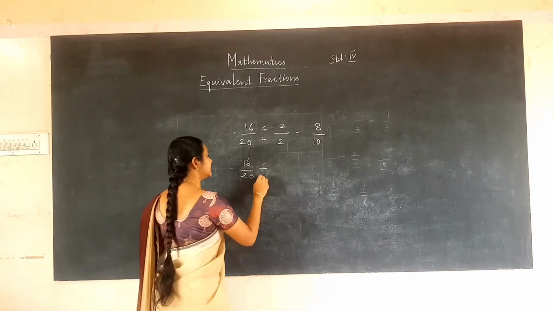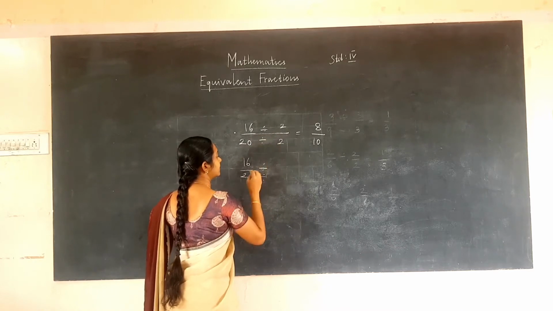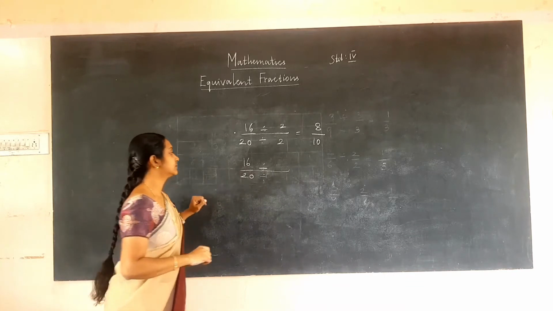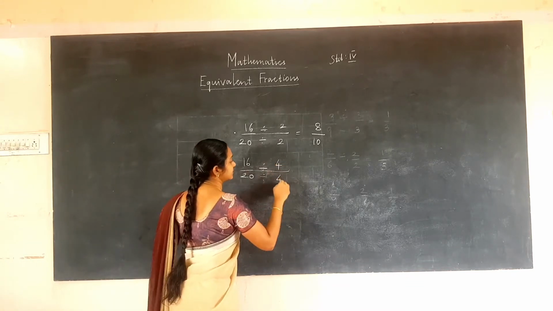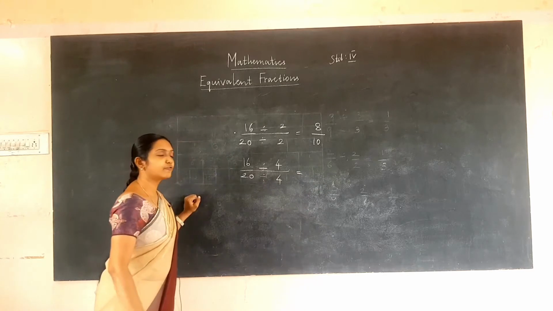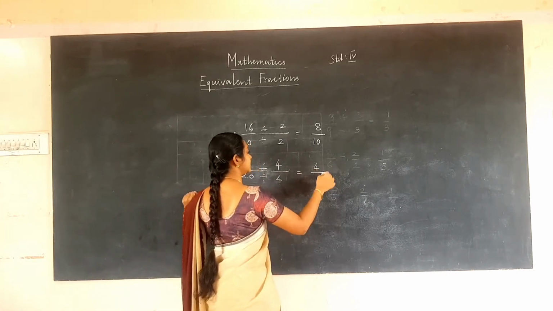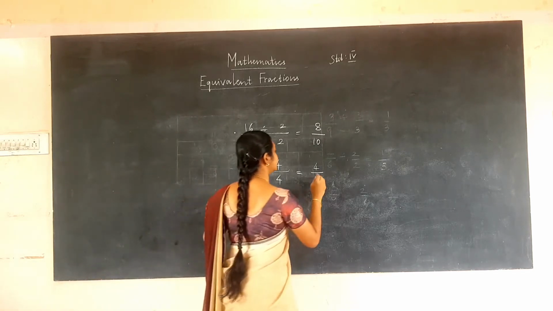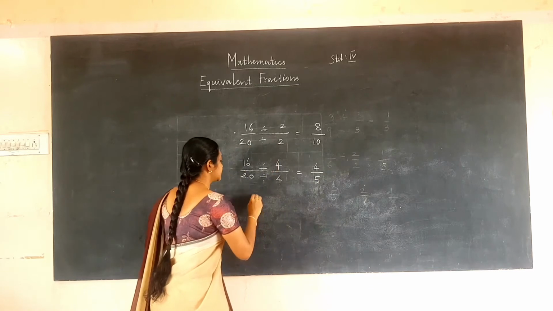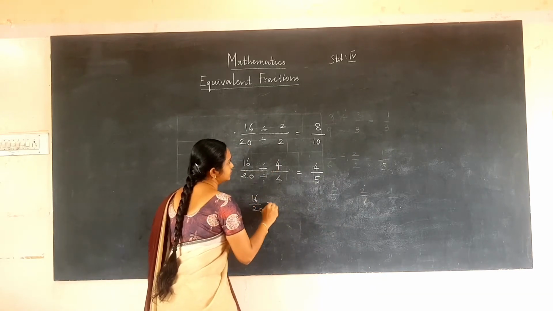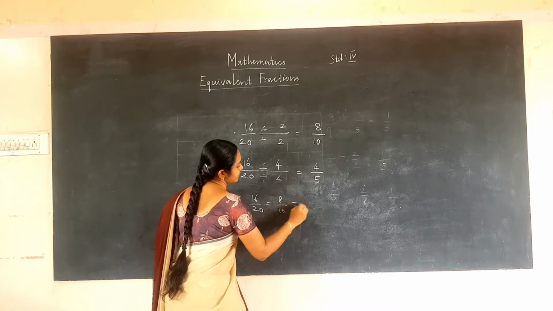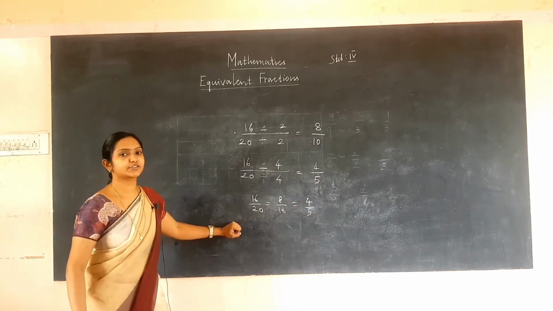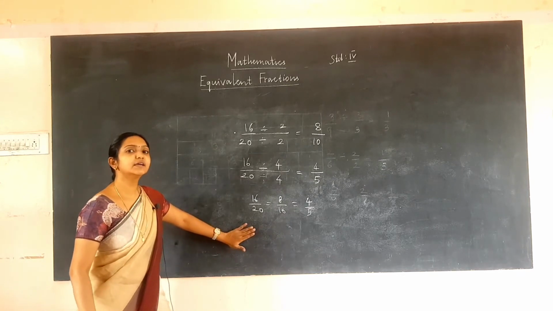Again let us divide. We have to find a common factor. Here 4 is also a common factor. 16 divided by 4 is 4 and 20 divided by 4 is 5. So 16 by 20 is equal to 8 by 10 is equal to 4 by 5. All these are equivalent fractions. Here we have found the equivalent fractions by dividing.